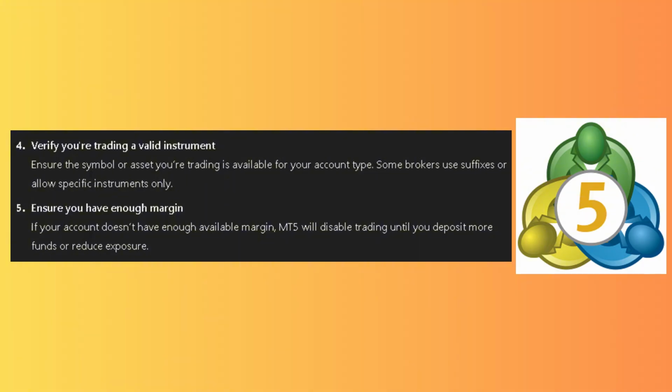Verify you're trading a valid instrument. Ensure the symbol or asset you're trading is available for your account type. Some brokers use suffixes or allow only specific instruments.